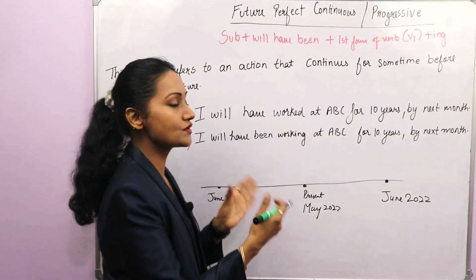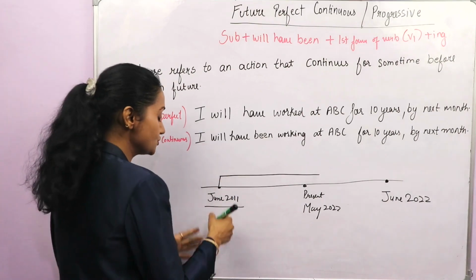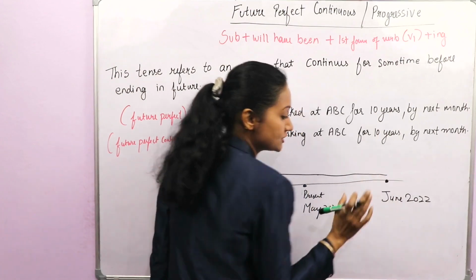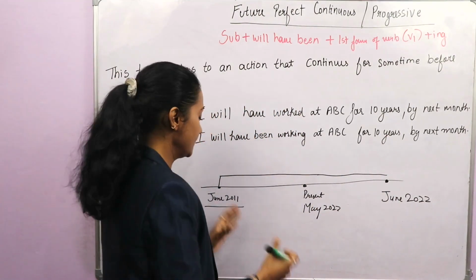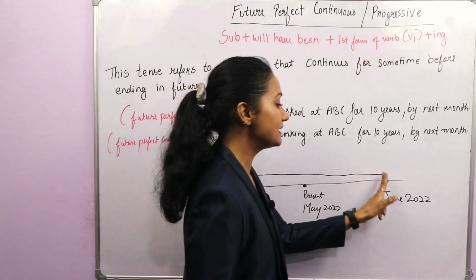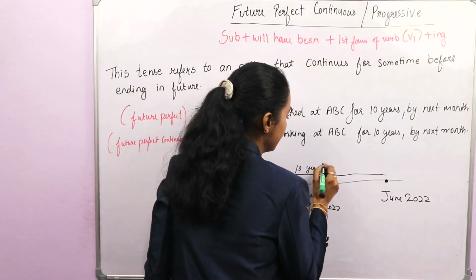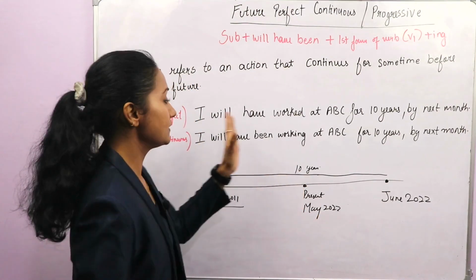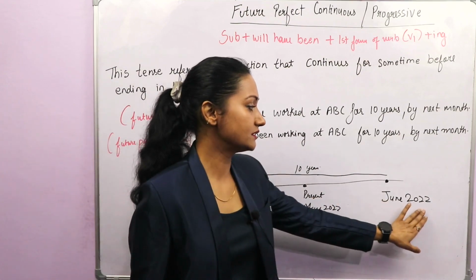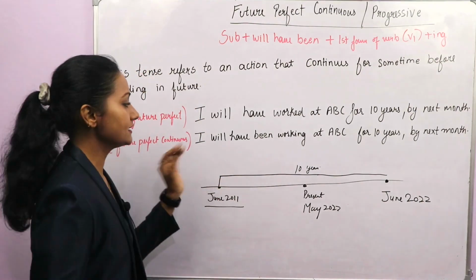So when there is a duration of 10 years, that means the action of working started in past, June 2011, and it continued for some time till a specific time in future. Okay, so the action started in June 2011 and it continued till a specific time in future and the duration is 10 years. So I will have worked at ABC for 10 years by next month, which is June 2022. Now let's understand the other example.